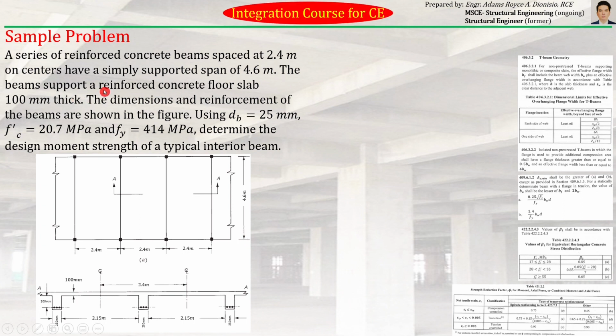The beam supports a reinforced concrete floor slab 100 mm thick. So yung thickness daw ng slab natin that is being supported by the beams ay 100 mm. The dimensions and reinforcement of the beam are shown in the figure. As you can see here, ang mga beam natin reinforced with three bars, and then yung distance from the bottom of the slab papunta dun sa centroid ng mga reinforcement ay 300 mm. And then yung width ng mga beam 250 mm. And then according dito sa problem, ang diameter daw ng mga bars ay 25 mm.